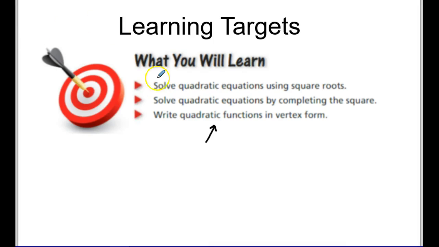All right, so looking back at our learning targets, first we solved quadratic equations using square roots, and we've seen how that can be a simple way to find our zeros and find where the ball hits the ground, those kinds of things. The second thing we did was solve quadratic equations by completing the square. And third, and something we're going to be doing often, is writing quadratic functions in vertex form. It's easiest to go from standard to vertex when I can complete the square.